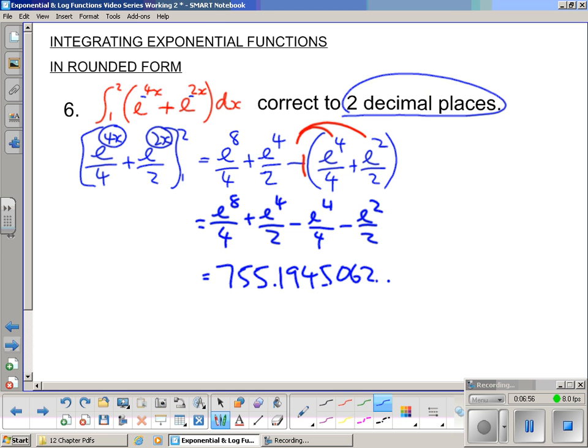755.1945062 if we're doing it right, and it might continue there. So they want it to 2 decimal places, so we'll just round that off to 755.19 units, and the units will be squared this time because when we integrate we find the area under a curve. So that's integrating exponential functions in rounded form this time. We don't have any plus c's involved here either because we have the x values of 2 and 1 that we can plug in and make it more exact.